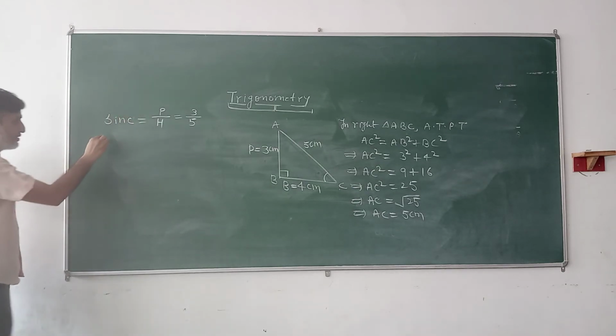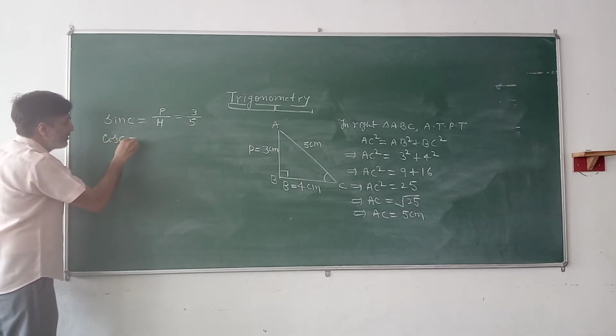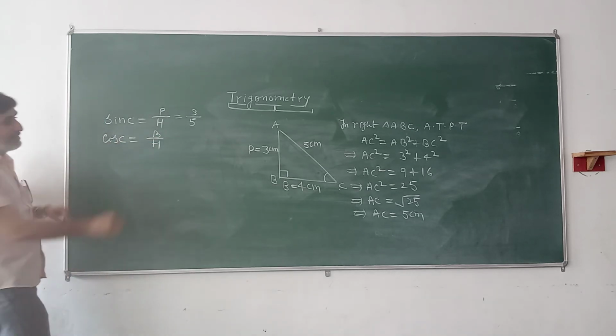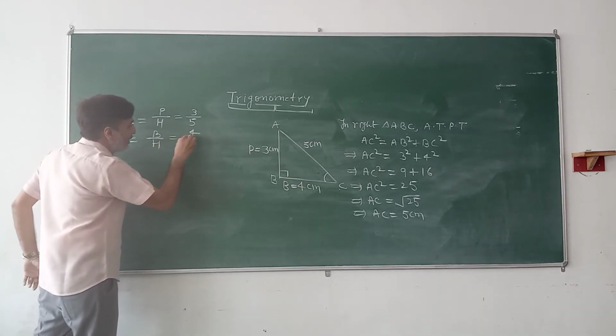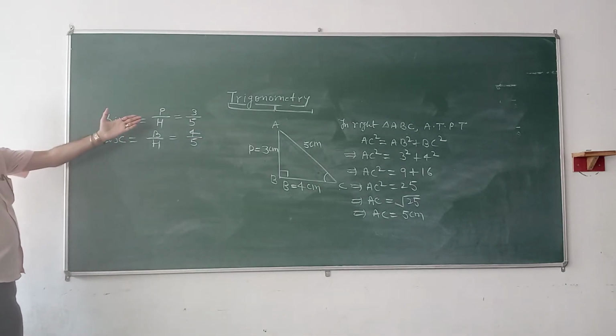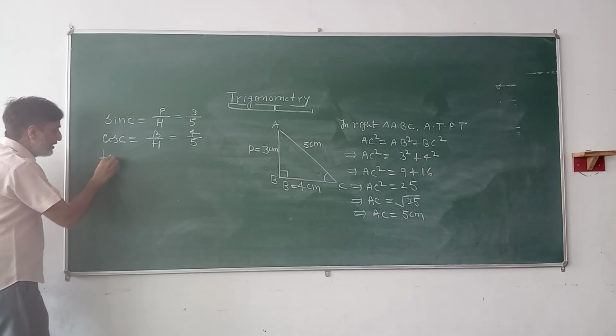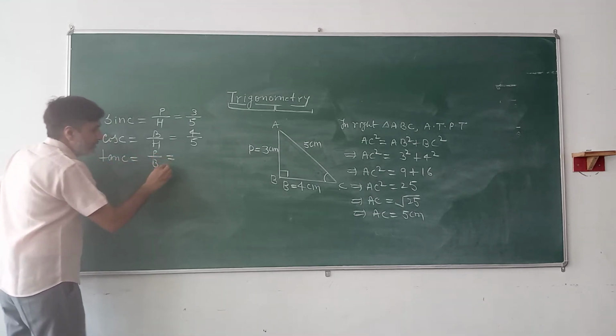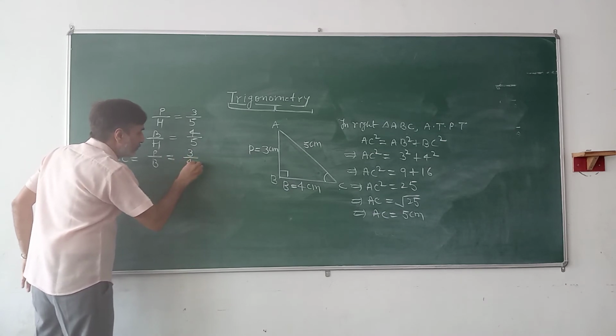by 5. Similarly, cos C, cos becomes B by H. With respect to angle C, base becomes 4 and hypotenuse remains the same, 5. So cos C equals 4 by 5. Similarly, tan C becomes P by B. It becomes 3 by 4.